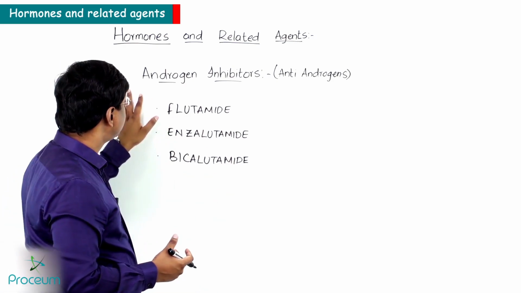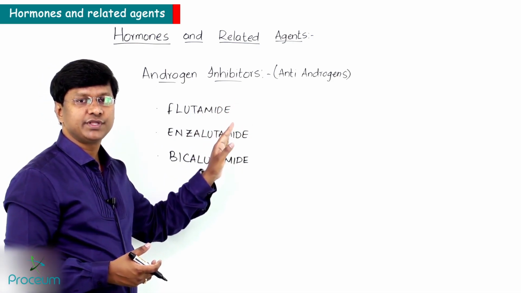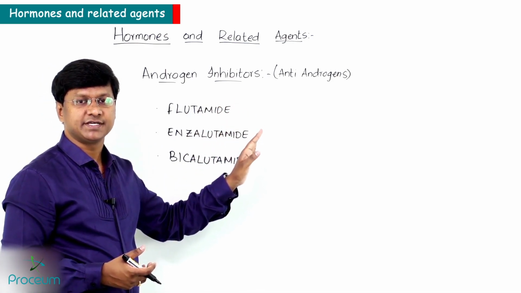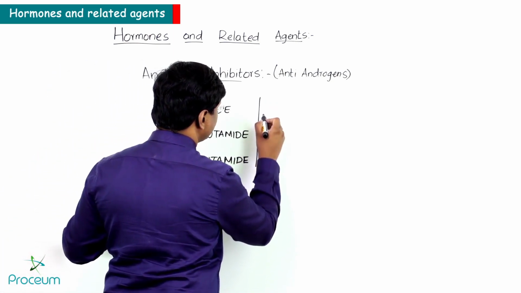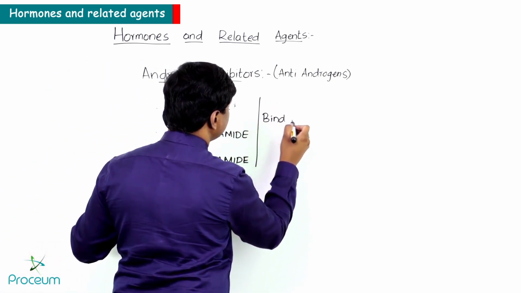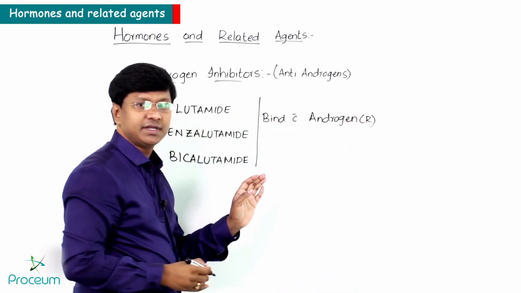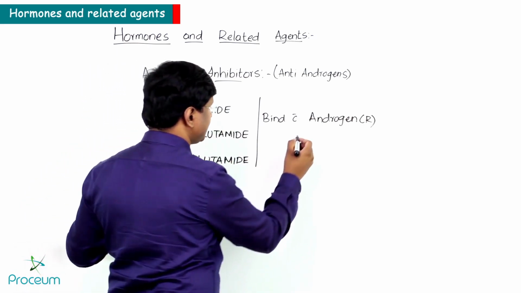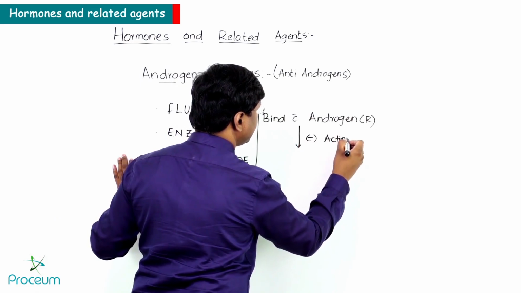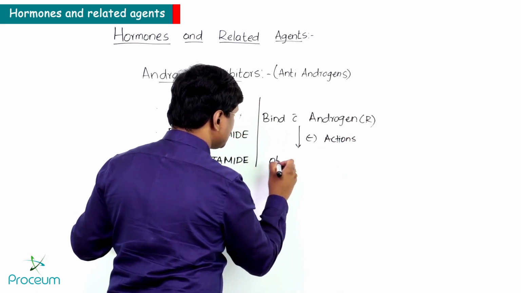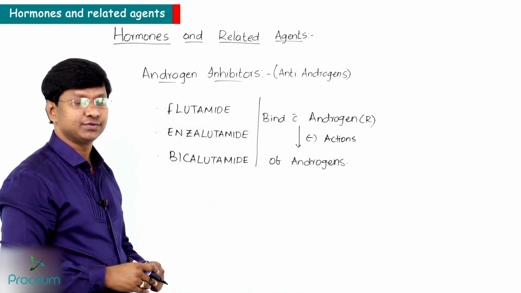Now as the word itself tells you, they are androgen inhibitors. So what do they do? They bind with the androgen receptors and they will inhibit the actions of the androgens. So remember, by binding with the androgen receptors, they will inhibit the actions of the androgens.